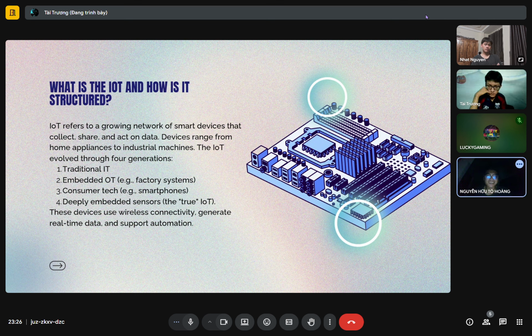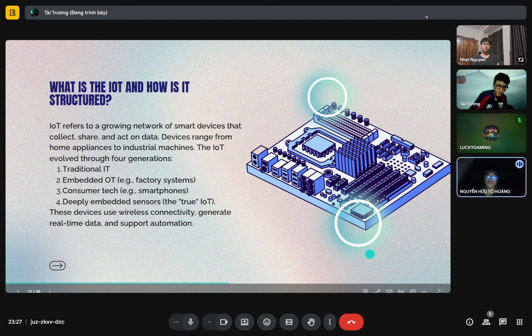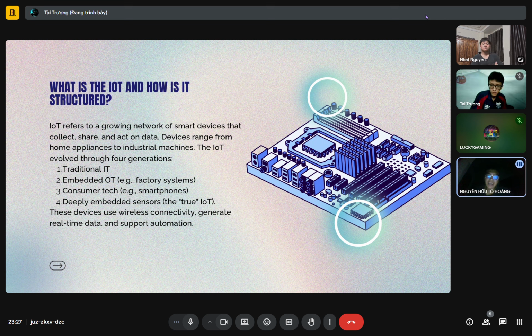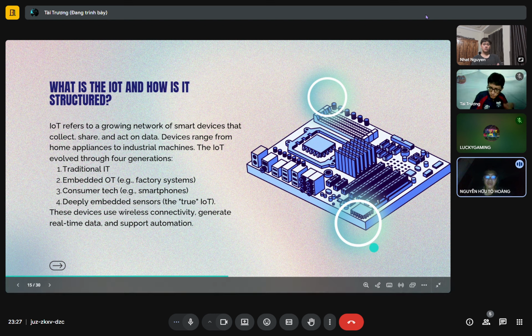So IoT stands for the Internet of Things. IoT refers to a growing network of smart devices that collect, share, and act on data. Devices range from home appliances to industrial machines. The IoT evolved through four generations.